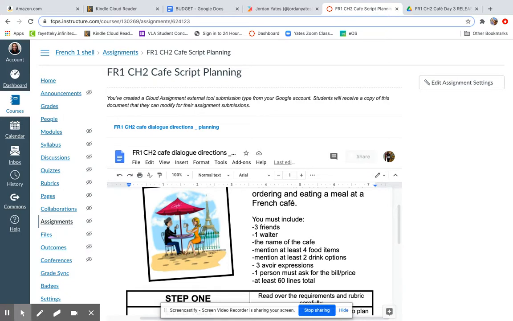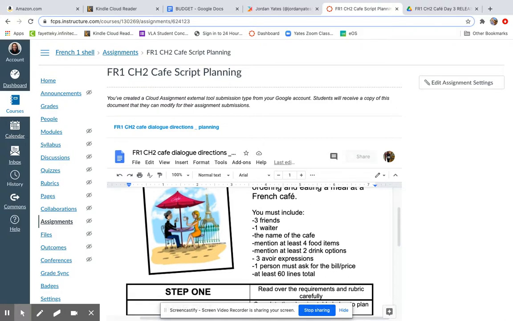It doesn't necessarily mean you have to order four foods and four drinks, but you could say, oh, I want the coupe melba, but I'm going to order the banana split, whatever. That's ordering one item, but mentioning two. So you have your creativity there.